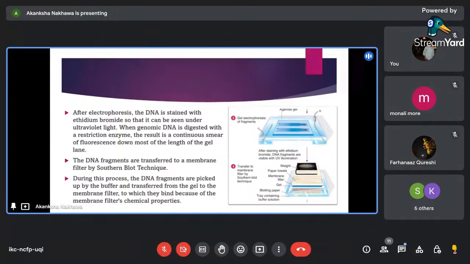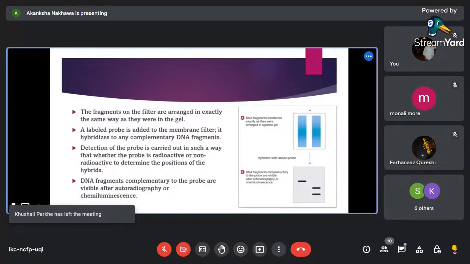After that, the buffer solution in the tray moves upward by capillary action. When this buffer reaches the gel, the DNA present in the gel will move towards the membrane along with the buffer, and the DNA will attach to the membrane filter. When the paper towel becomes wet, that means our DNA is almost transferred to the filter. Then we remove the membrane filter. The fragments on the filter are arranged in exactly the same way as they were in the gel.